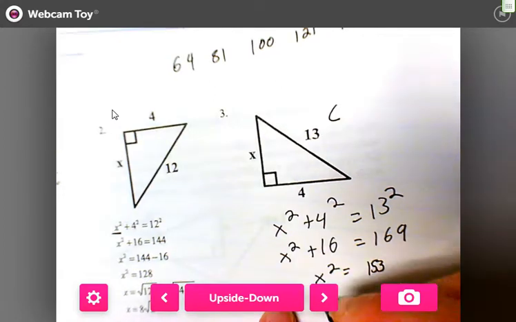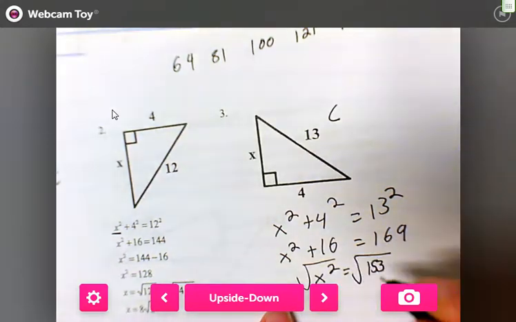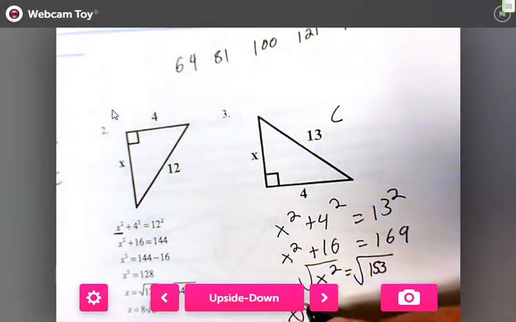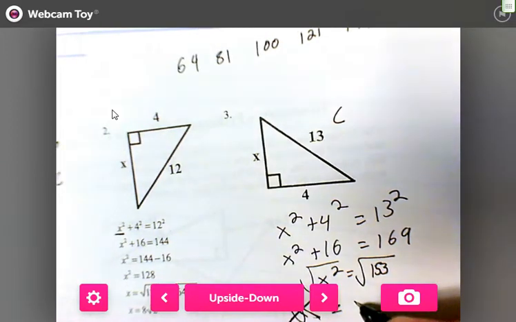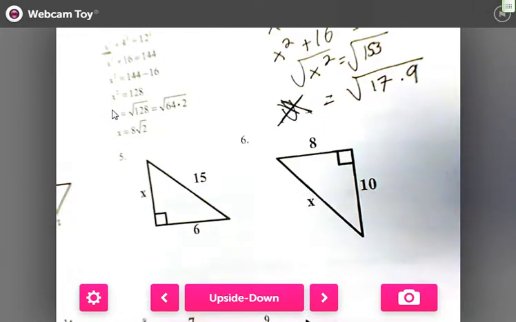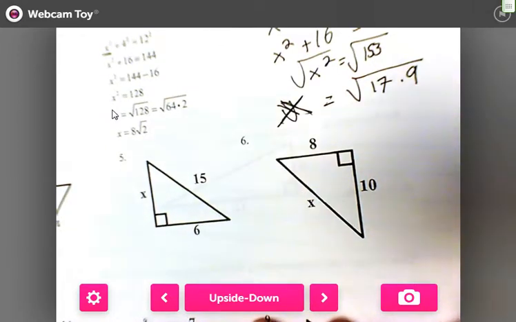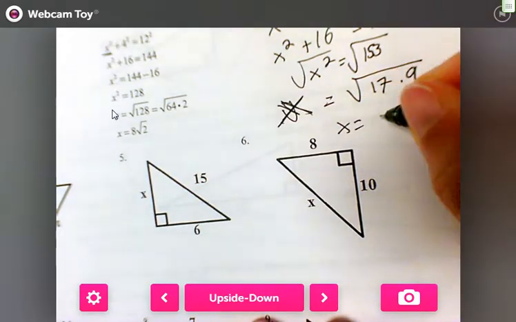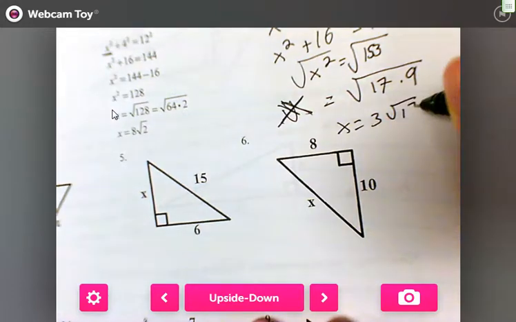So I'm going to say, take the square root of each side, and I get x equals the square root of 17 times 9. And what is the square root of 9? 3. So x equals 3 square root 17.